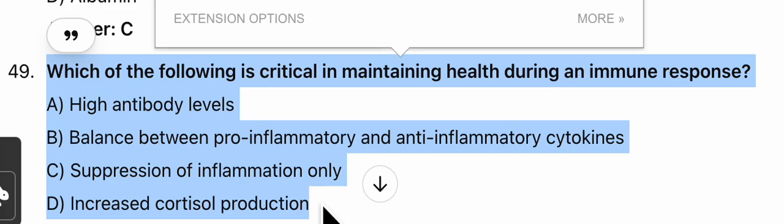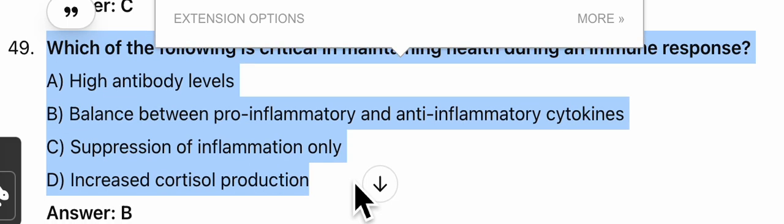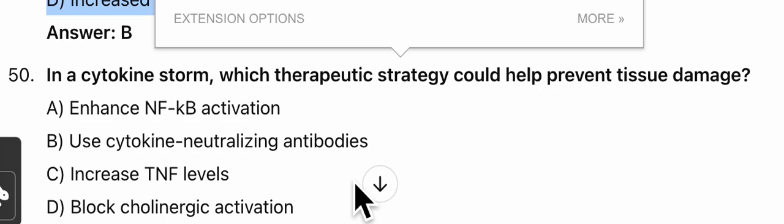Which of the following is critical in maintaining health during an immune response? A. High antibody levels, B. Balance between pro-inflammatory and anti-inflammatory cytokines, C. Suppression of inflammation only, D. Increased cortisol production.